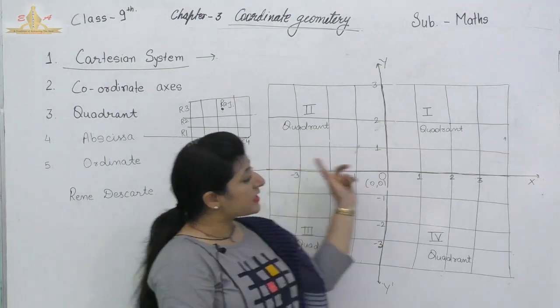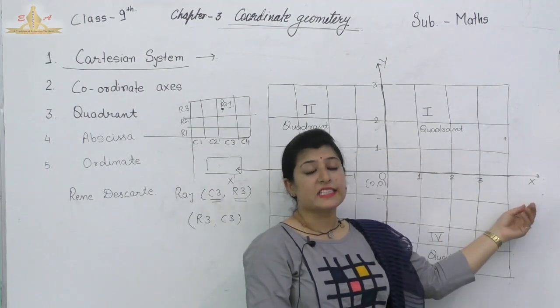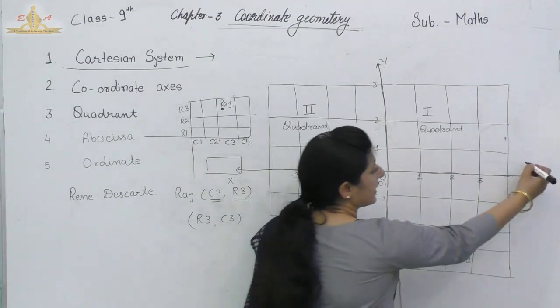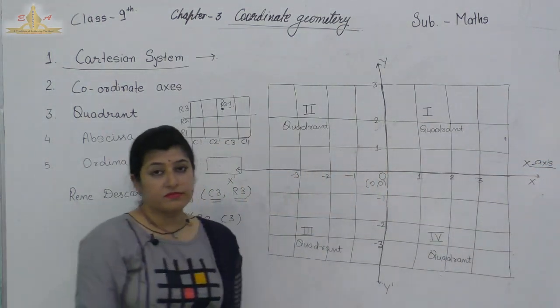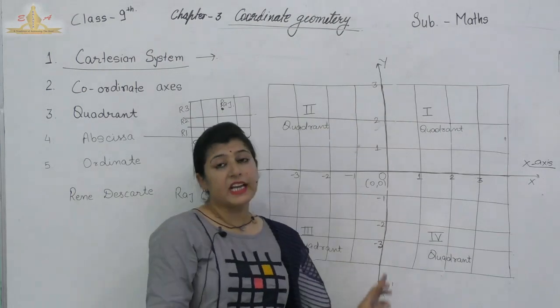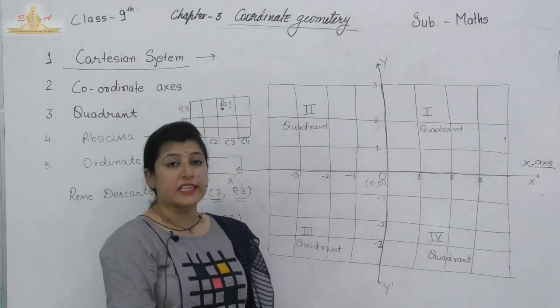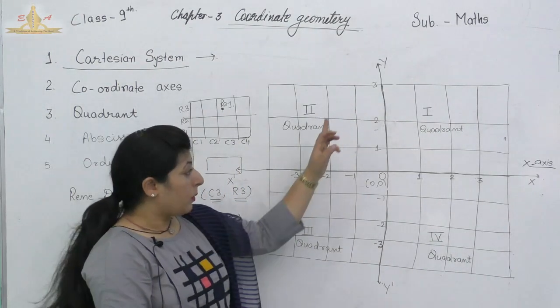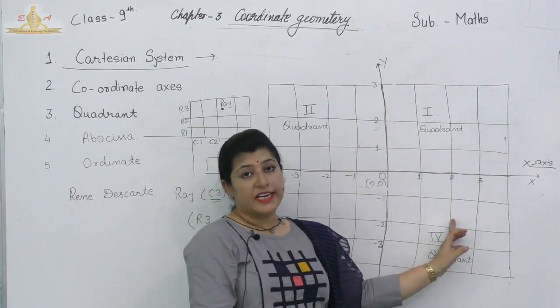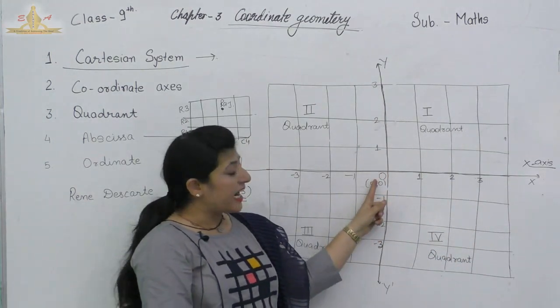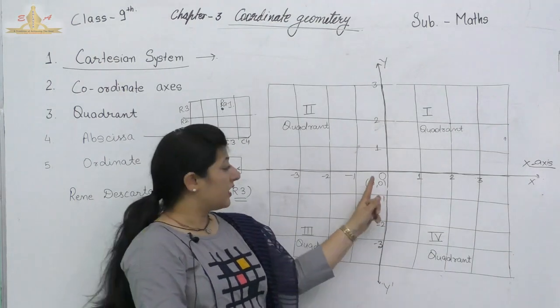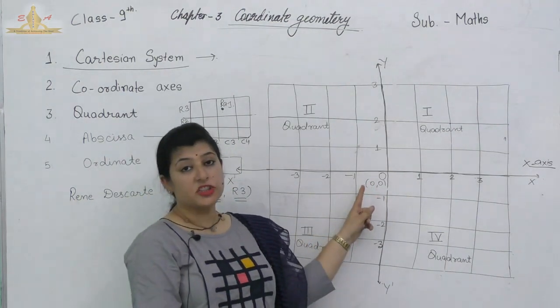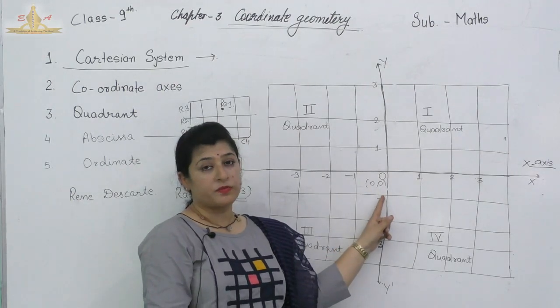This horizontal line is called the x-axis. And this vertical line is called the y-axis. Both perpendicular lines intersect each other at one point. And this is called the origin. It is denoted by (0, 0).